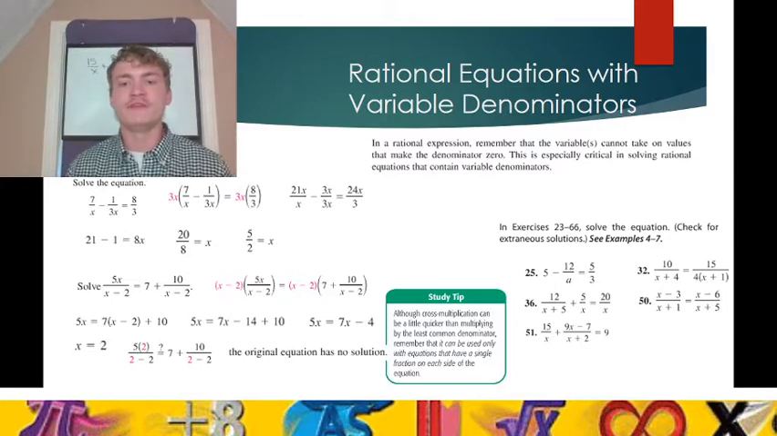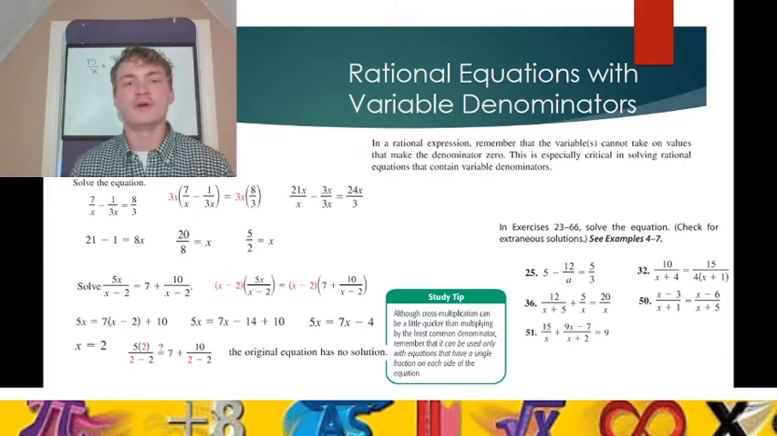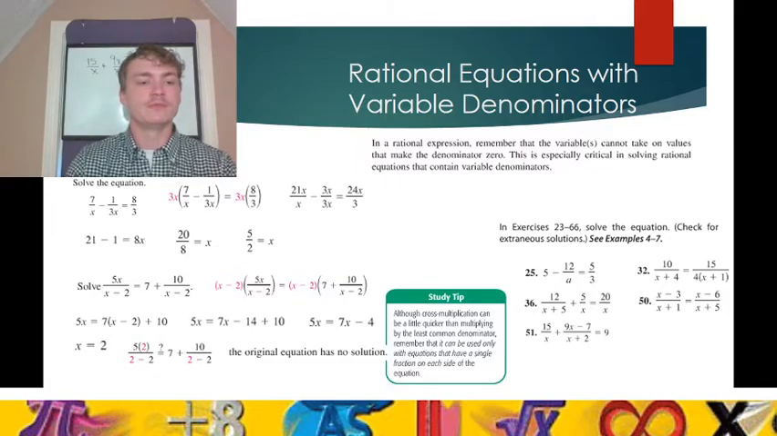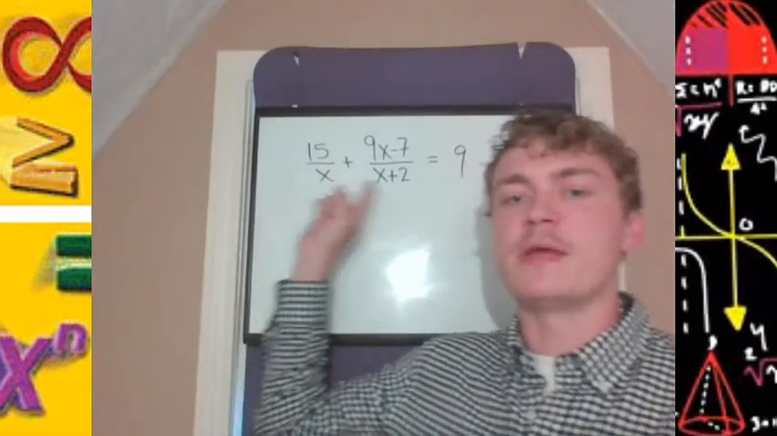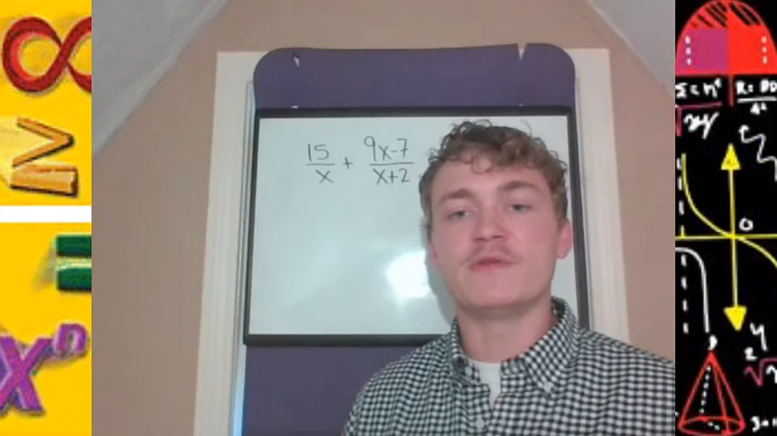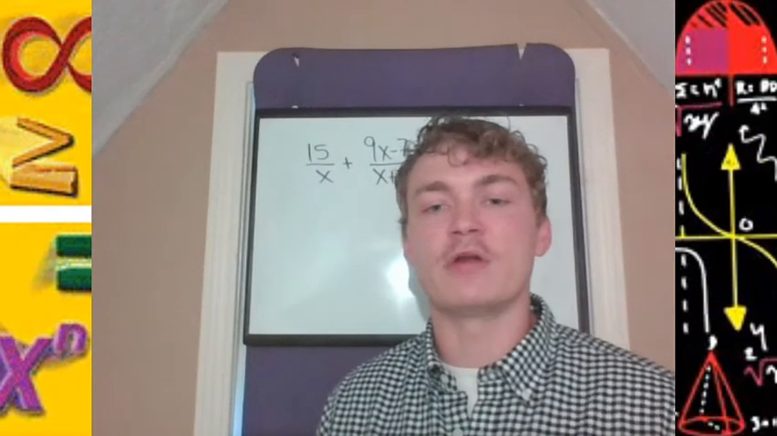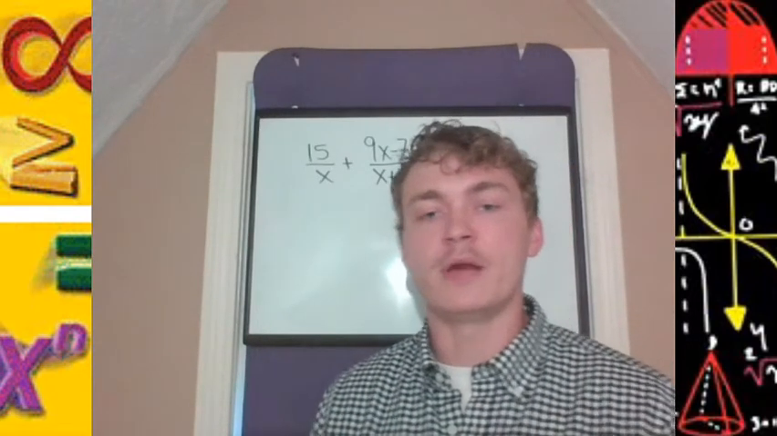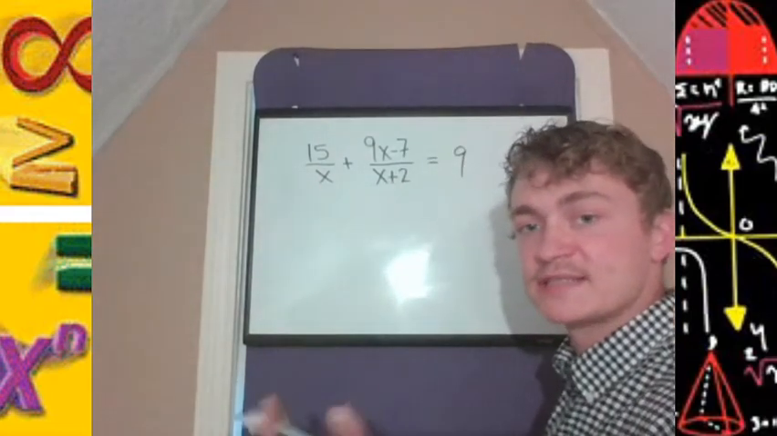Number 51, 15 over x plus 9x minus 7 over x plus 2 equals 9. To solve the rational equation, find the LCD. The LCD will be the product of our denominators, x and x plus 2. Think about that. If we had some number that contained the factors that made up our denominators, then we would multiply by that number and get rid of our denominators. Luckily for us, that is defined to be the LCD. The LCD consists of all the factors that comprise our denominators. Here we have a factor of x and x plus 2. So our LCD is x times x plus 2.